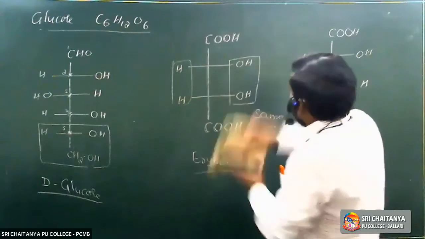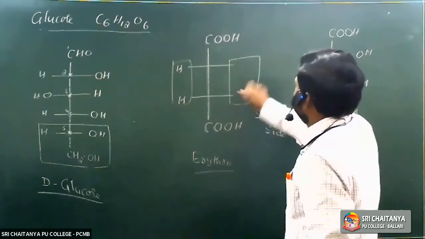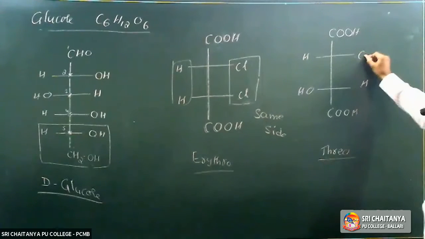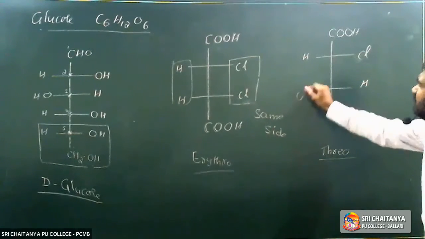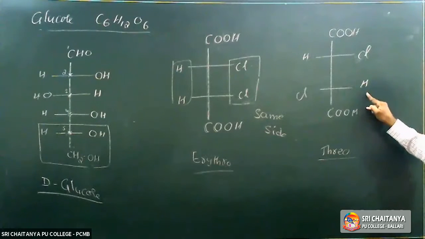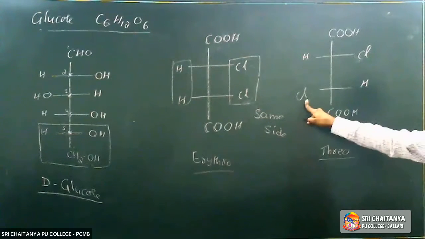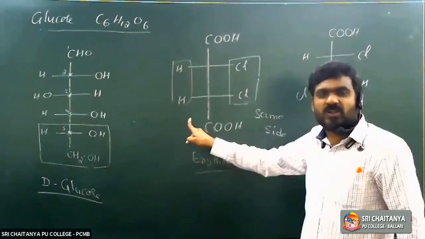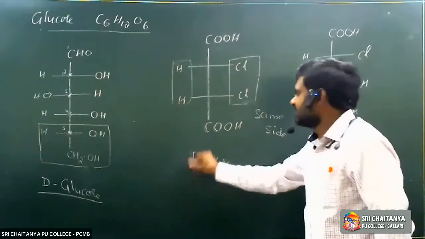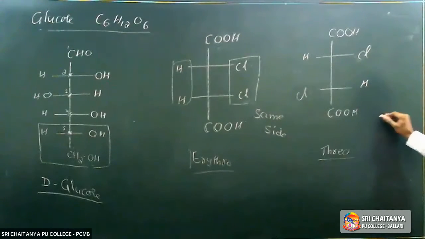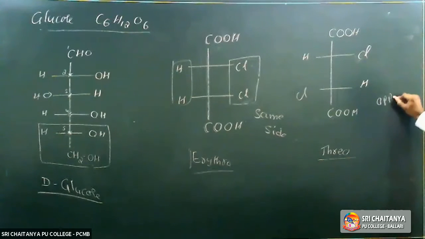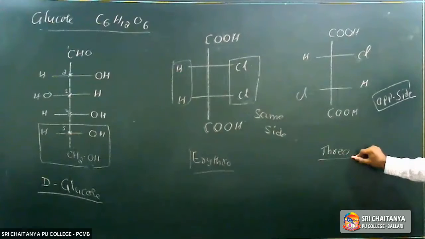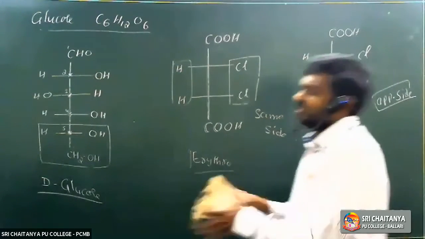Okay. Suppose it is a Cl instead of OH. We take another atom also. It is a Cl. Next it is a Cl. So hydrogen on opposite side. Chlorine on opposite side. Chlorine on same side. Hydrogen on same side. So same side means erythro. Similar atoms on opposite side is considered as threo. So it is the erythro form and it is the threo form.